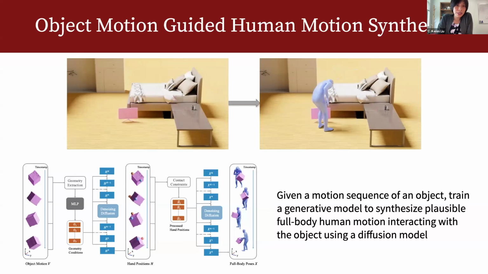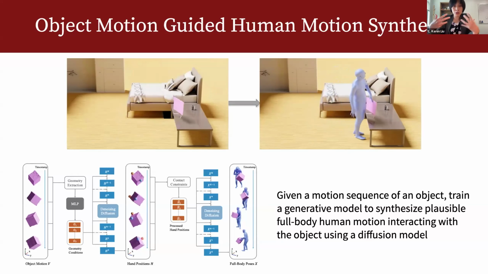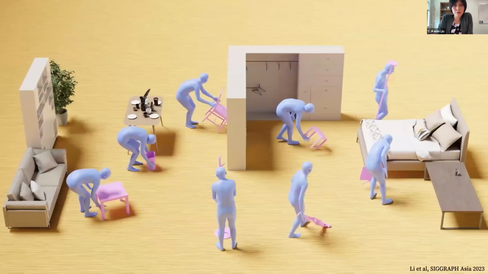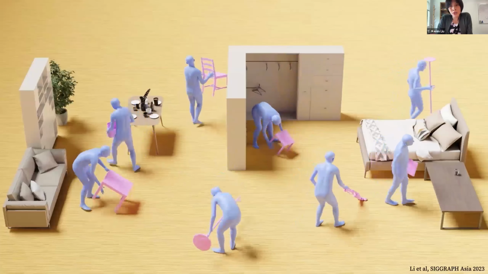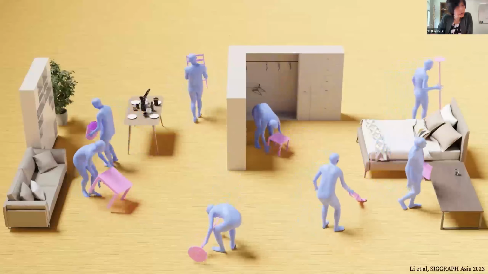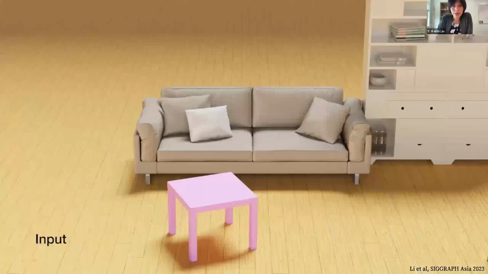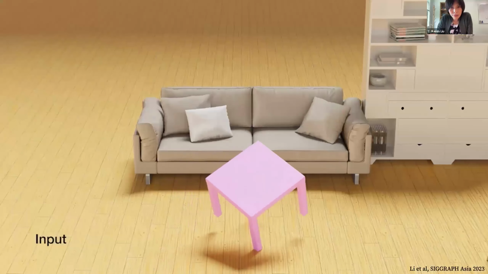The input here is the motion of an object. And from that motion of the object, we want to know what the person is doing in order to give rise to the motion for that object. And our model can do that for a wide variety of different objects, different scenarios. Here is a close-up video on that.